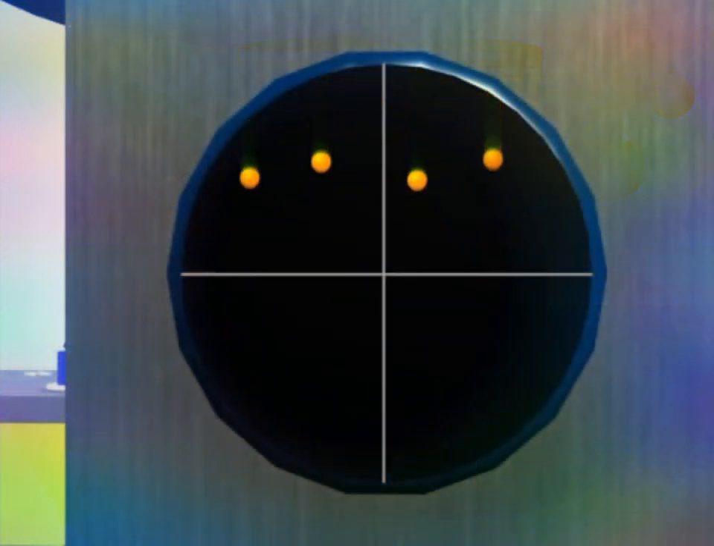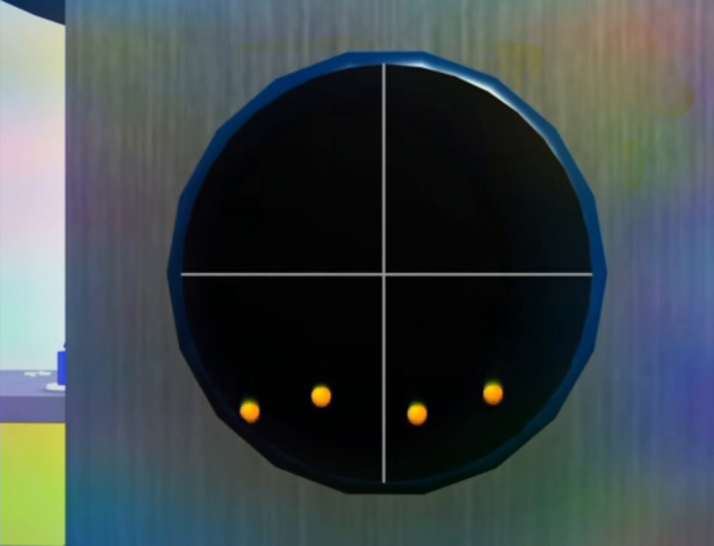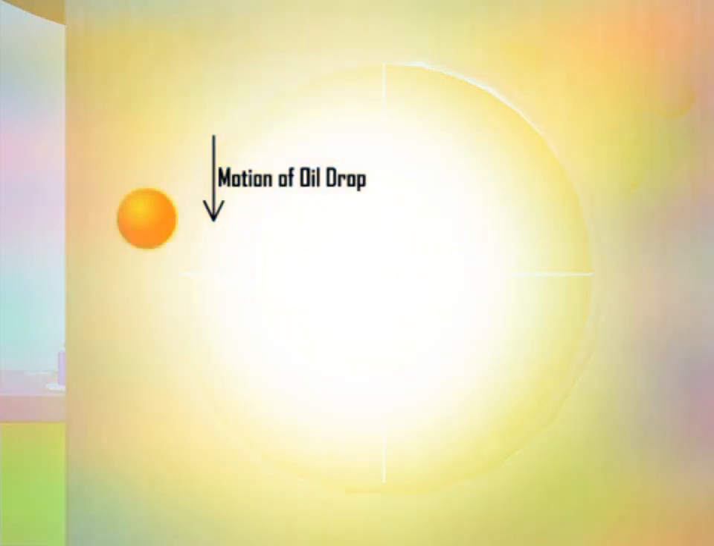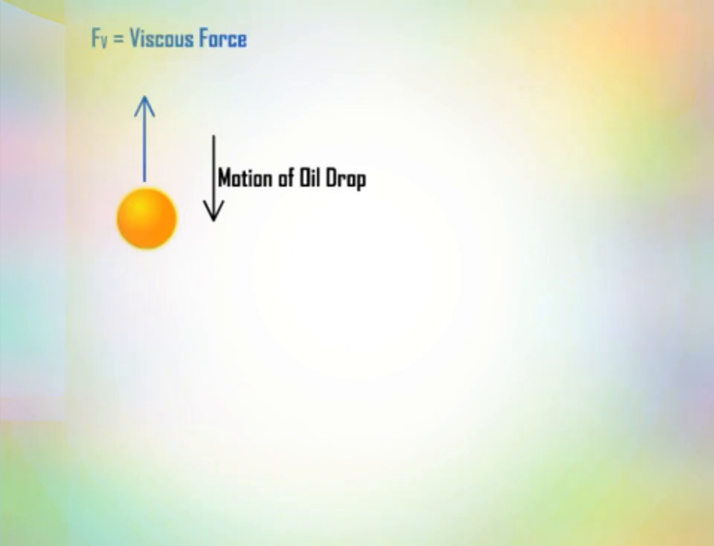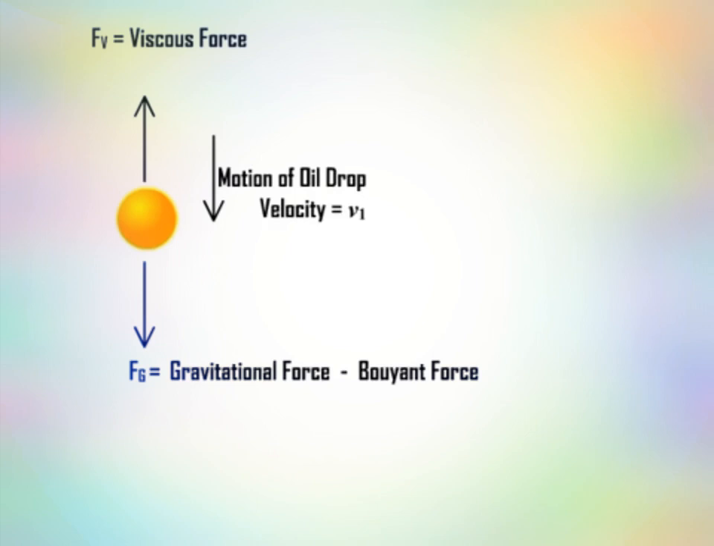First it accelerates because of the gravitational force Fg, and then due to the viscous force Fv, a steady velocity is reached. The viscous force is due to the air inside, which acts in a direction opposite to the motion of the oil drop. Let this velocity be v1. v1 can be known by recording the time required for an oil drop to fall a certain distance with a constant velocity. Let us see what forces act on the oil drop.